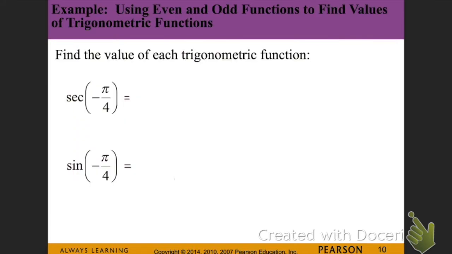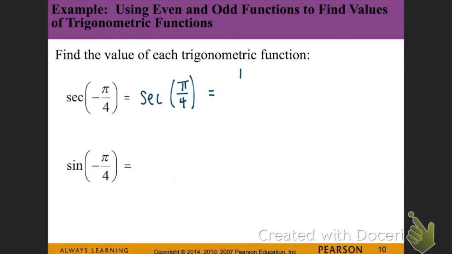In this first example, we're going to find the value of each of these functions using those rules that we just talked about with even and odd functions. So secant of negative pi over 4. We know that secant of a negative angle is equal to secant of that positive angle. So now all we need to do for secant is we are looking for 1 over x on our unit circle.